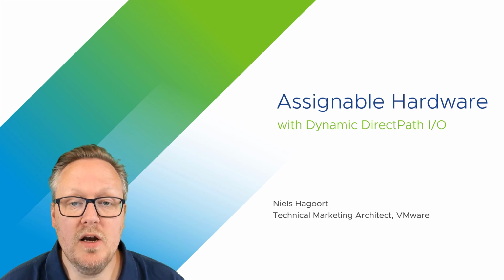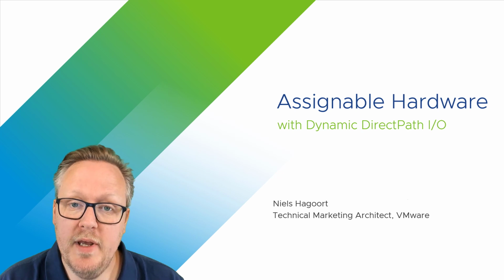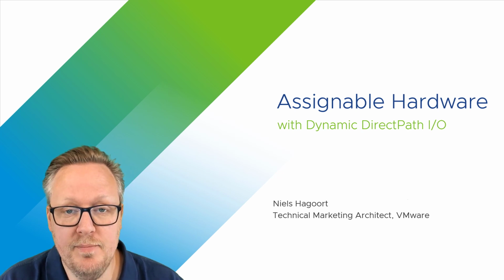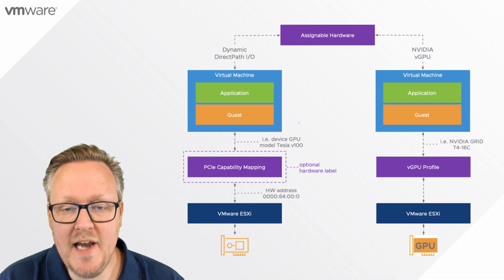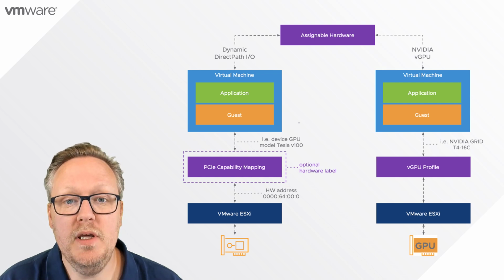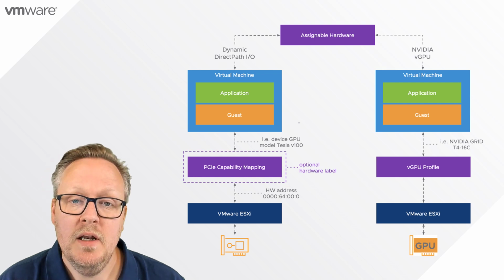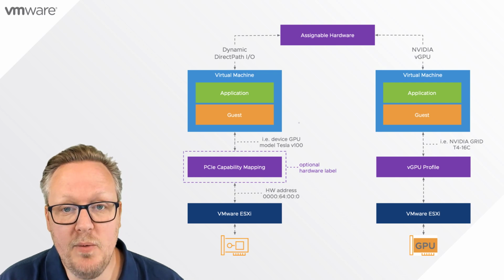I would like to take a closer look at the Assignable Hardware Framework, a new capability that we introduced with the release of vSphere 7. When we look at Assignable Hardware, it has two consumers of that specific framework, being Dynamic DirectPath IO and NVIDIA vGPU. Let's focus a little bit more on Dynamic DirectPath IO.